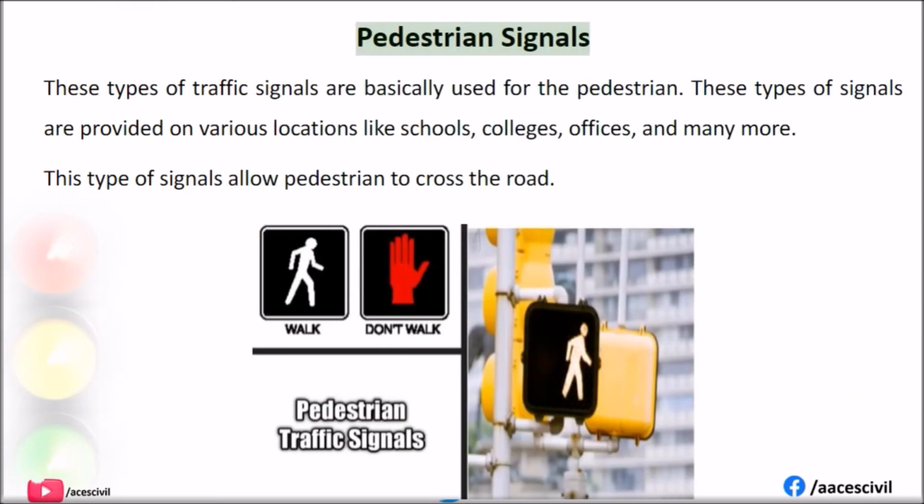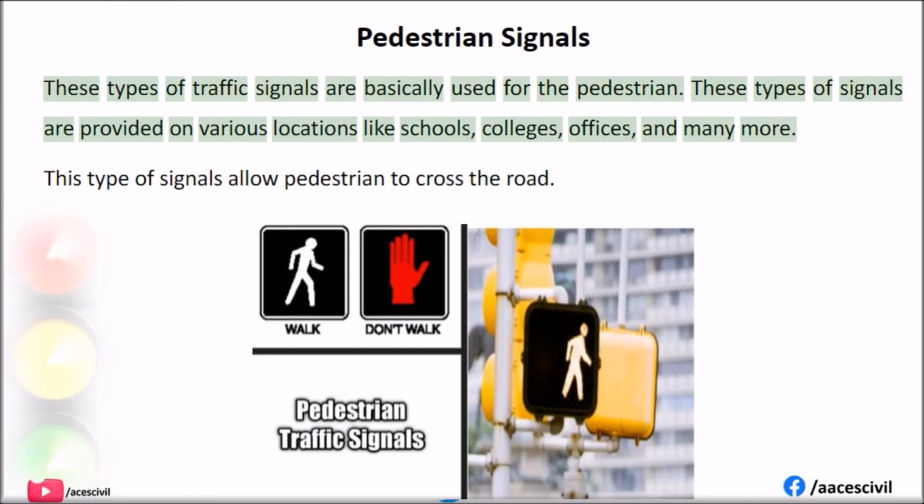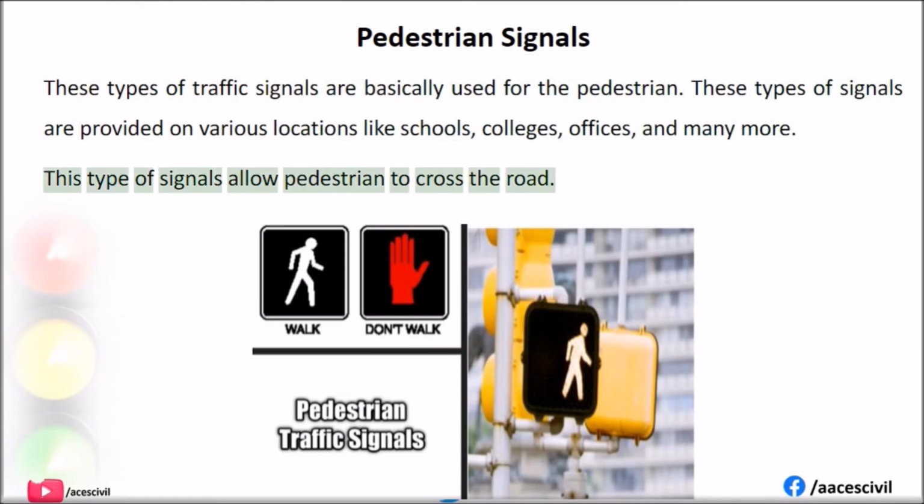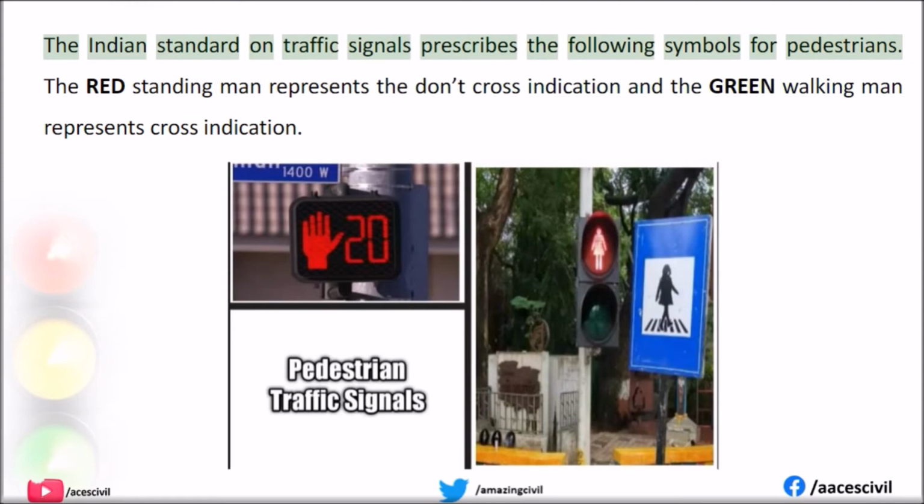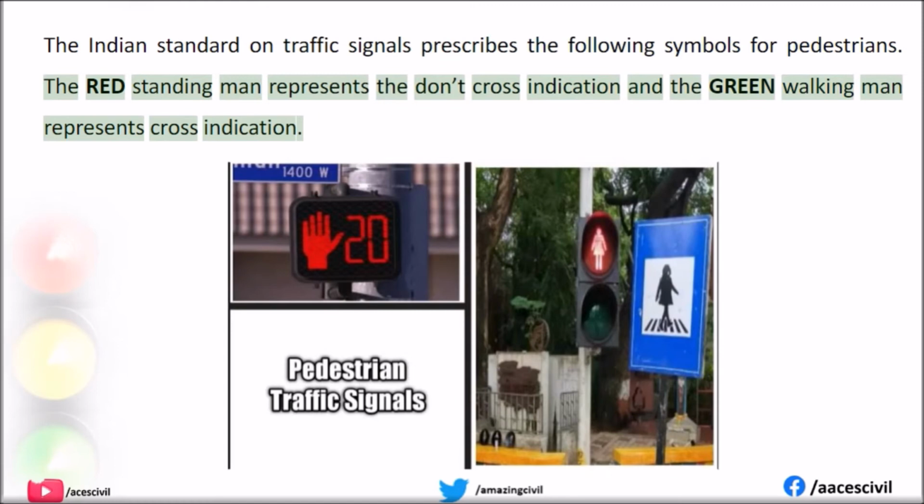Pedestrian signals. These types of traffic signals are basically used for pedestrians. These types of signals are provided at various locations like schools, colleges, offices, and many more. This type of signal allows pedestrians to cross the road. The Indian Standard on Traffic Signals prescribes the following symbols for pedestrians. The red standing man represents the don't cross indication and the green walking man represents the cross indication.